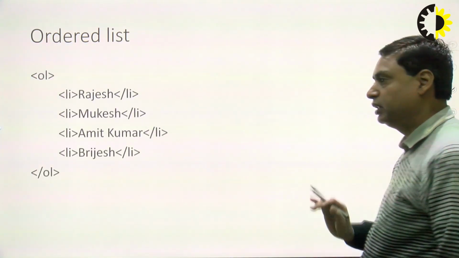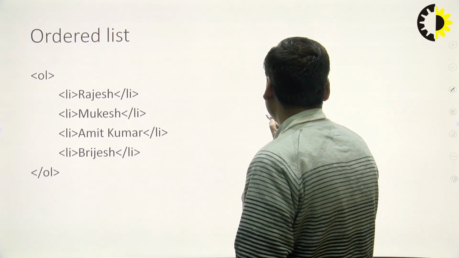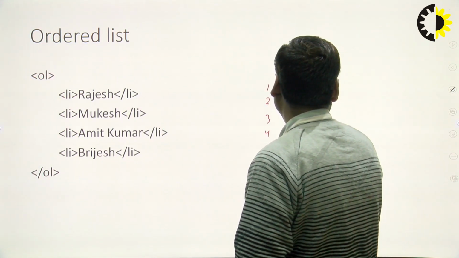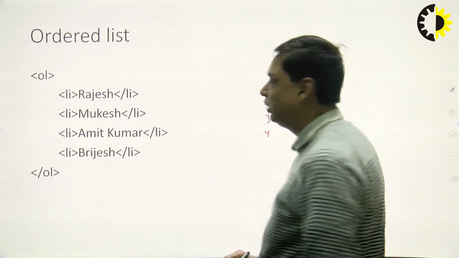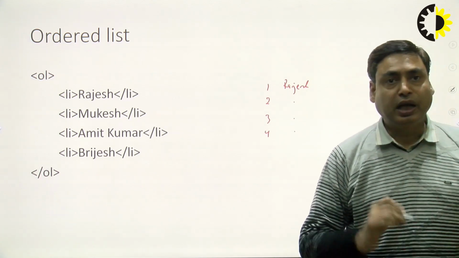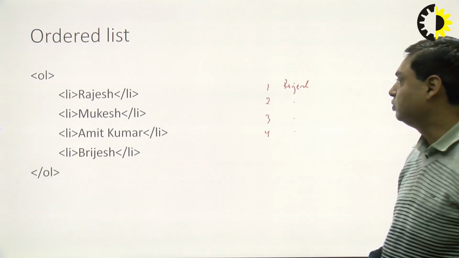Next, ordered list. In case of an ordered list, we are displaying 1, 2, 3, 4, and here the name will be written like Rajesh. So similarly, the information will be displayed. So OL is needed whenever you want to emphasize that in the list that you are going to display, the sequence will matter.